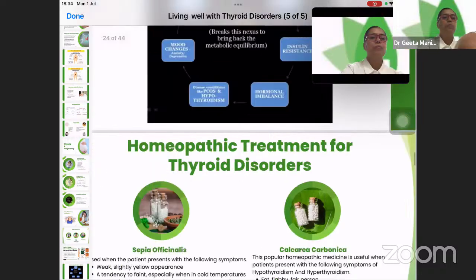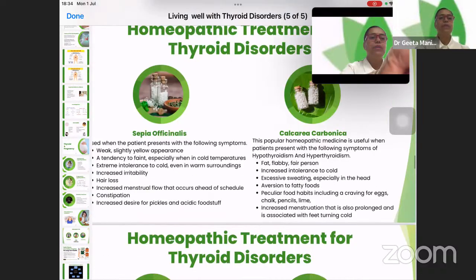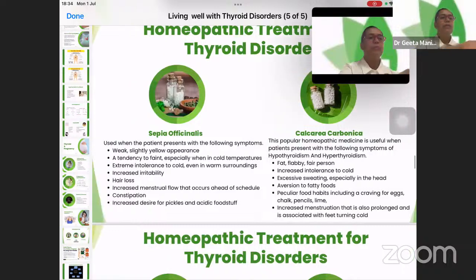Homeopathic treatment for thyroid disorders. I'll mention a few remedies. And there are thousands of remedies, of course, based on individual assessment. We usually give the remedies individually. It is not a one-size-fits-all kind of thing, but we'll definitely speak about a few remedies.